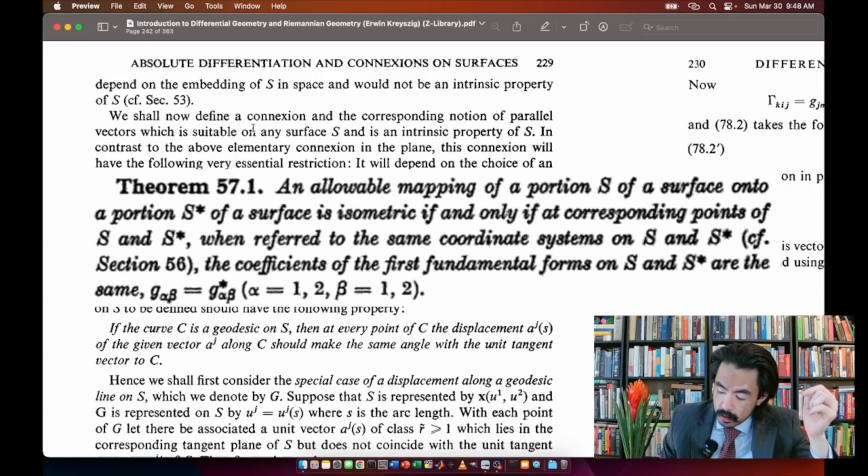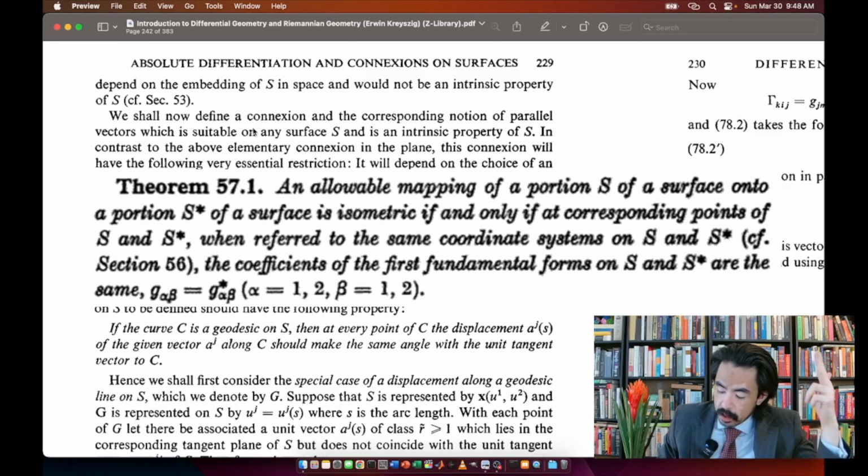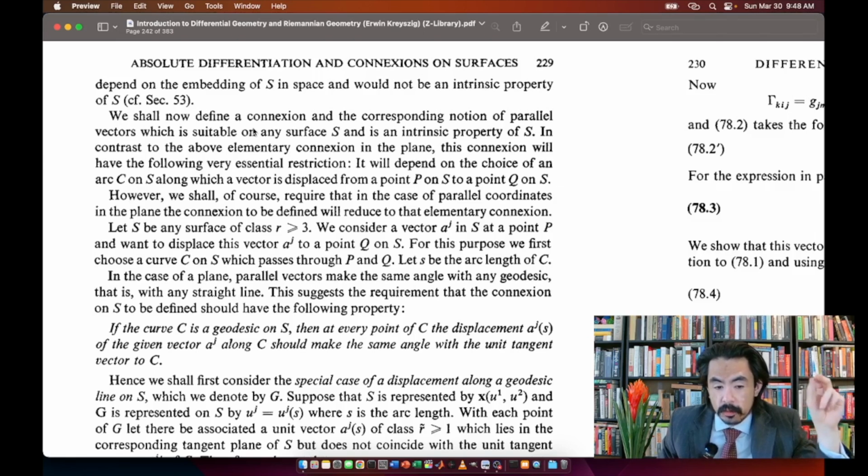We have in the print book that I have in my hand right here, Theorem 57.1. An allowable mapping of a portion S of a surface onto a portion S star of a surface is isometric if and only if at corresponding points of S and S star, when referred to the same coordinate systems on S and S star, gives a whole deeper meaning to that word referred. And then in the theorem, we're referring back to another section, section 56: the coefficients of the first fundamental forms are the same. G sub alpha beta is equal to G star sub alpha beta, and alpha and beta can be 1 or 2 respectively. That is what is being talked about here.